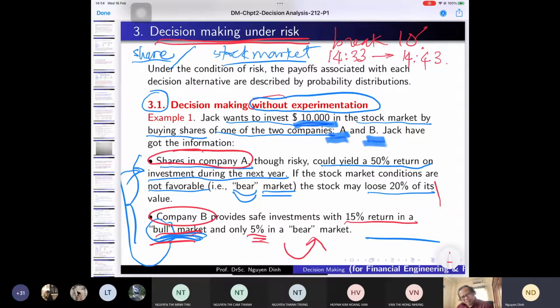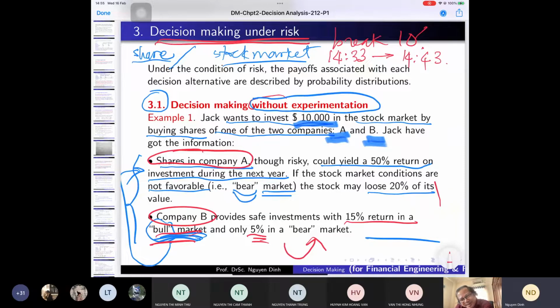So company B, in the case of a good market, you get 11,500. But in the bear market, you still get 500, so that means your money is still $10,500. And the question is: which company, A or B, should Jack buy shares in?